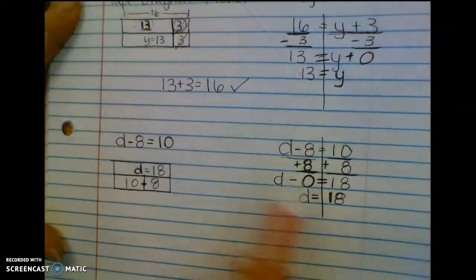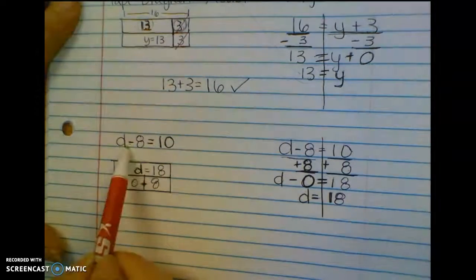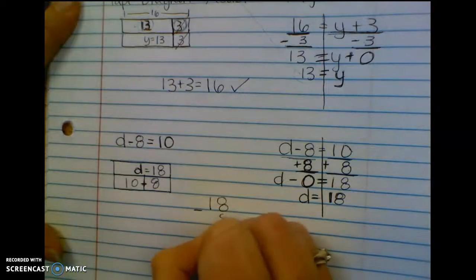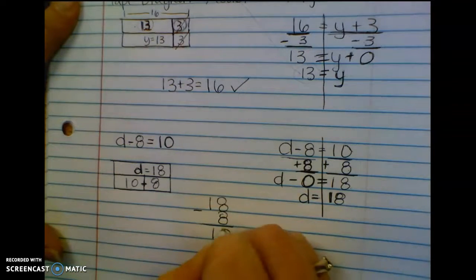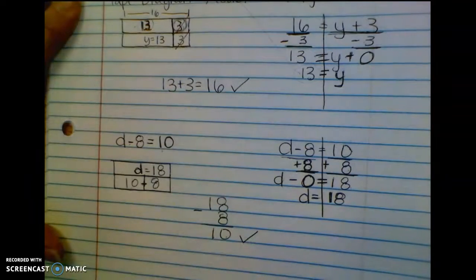Again, we can use the substitution method to do our check. So we take the 18, we sub it out exactly for that d. We have 18 minus 8 gives me 10. That's what I'm supposed to get. So check, that works.